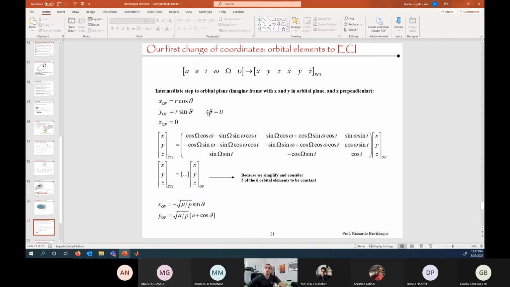Now, a nice change of coordinates. How do you go from, for example, orbital parameters to Cartesian coordinates? Well, you know that in the orbital plane, that's why I call these variables OP, you have the following. The x and y in the orbital plane are given by r cosine of theta and r sine of theta, or nu, if you like.